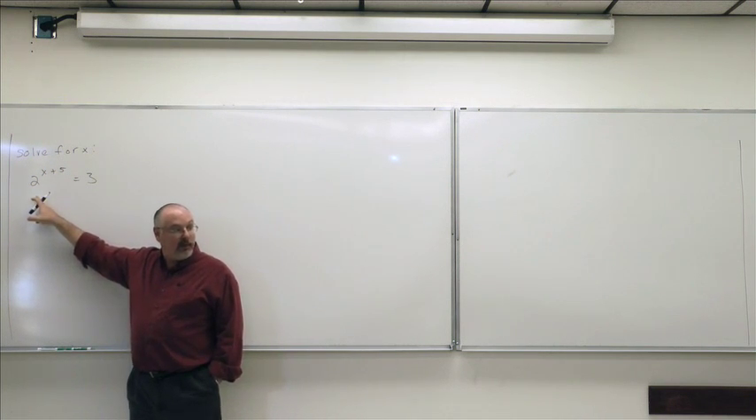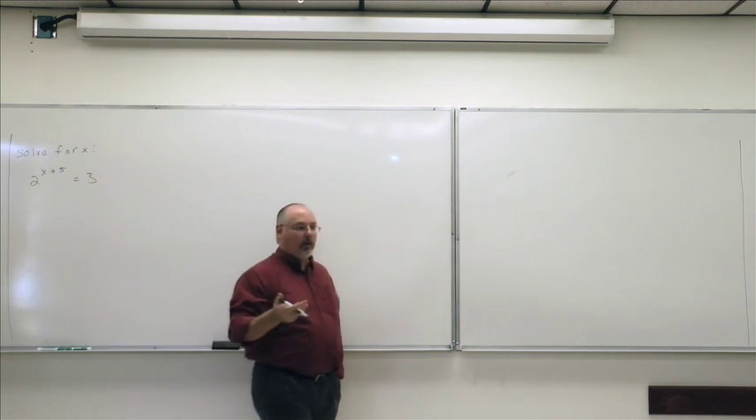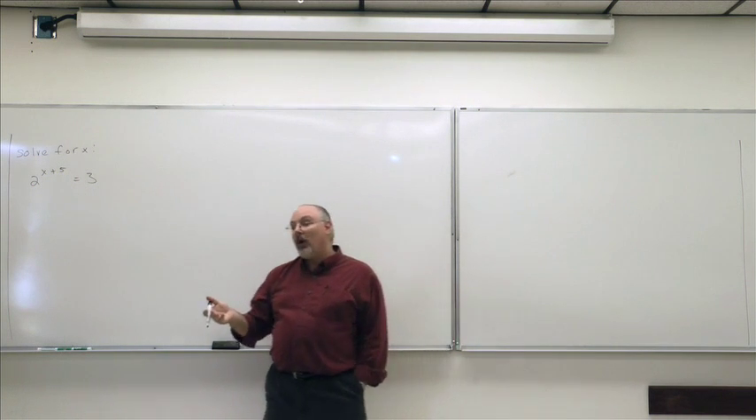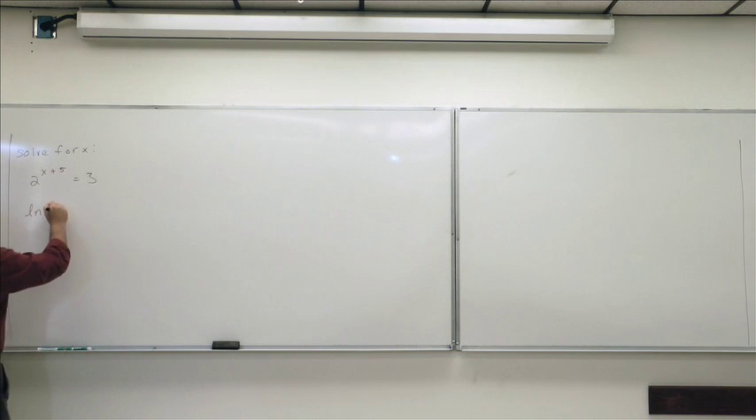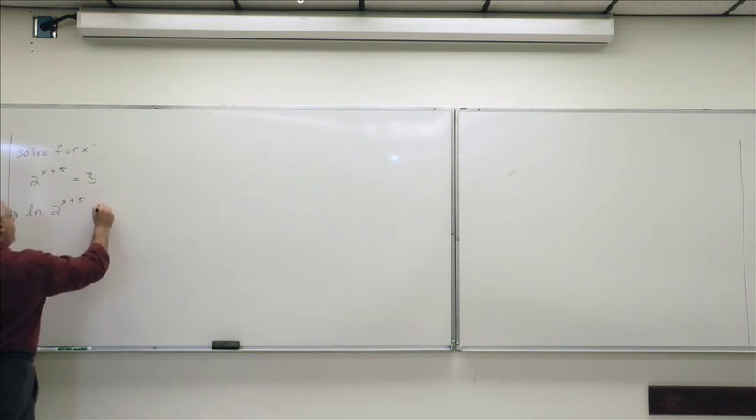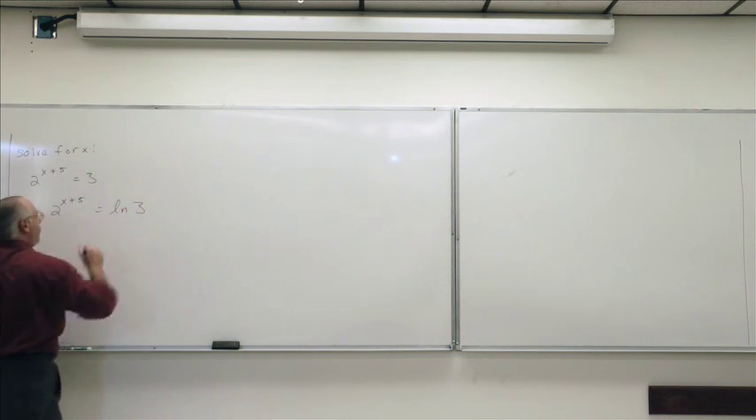All right, because we cannot write 2 as 3 to a power or 3 as 2 to a power, the only way to solve this is with logarithms. So you need to take the log of both sides. I like natural logs, so that's what I'm going to do. So it's the natural log of 2 to the x plus 5 equals the natural log of 3.